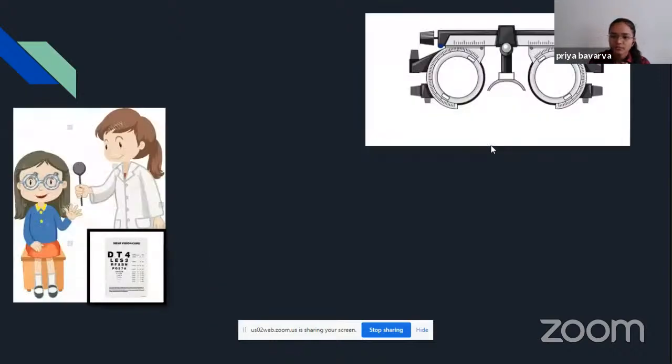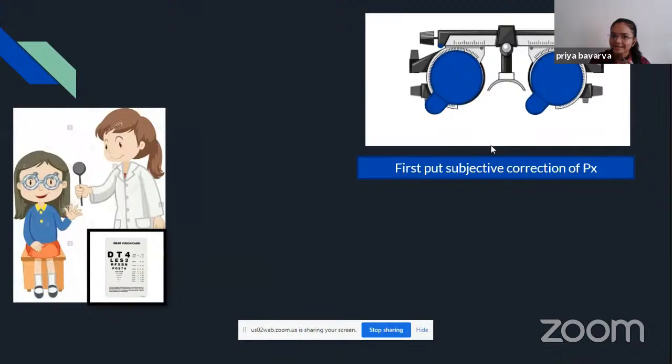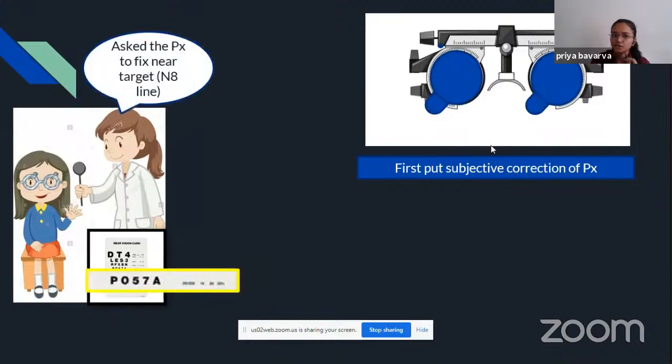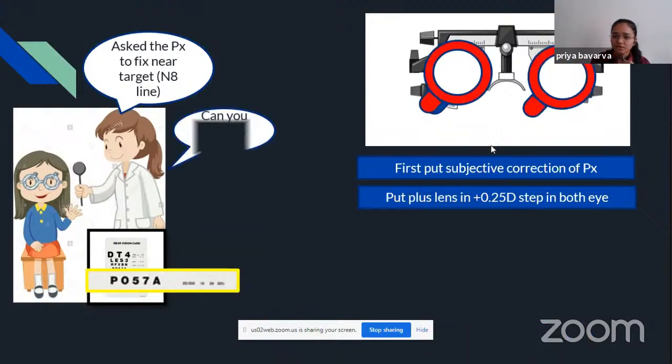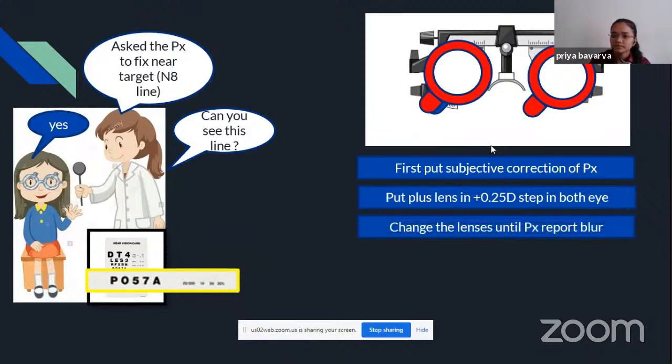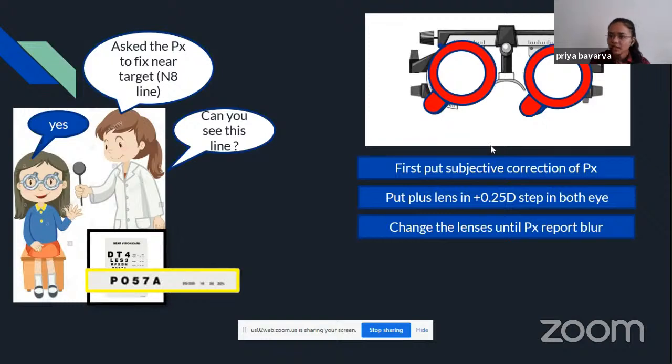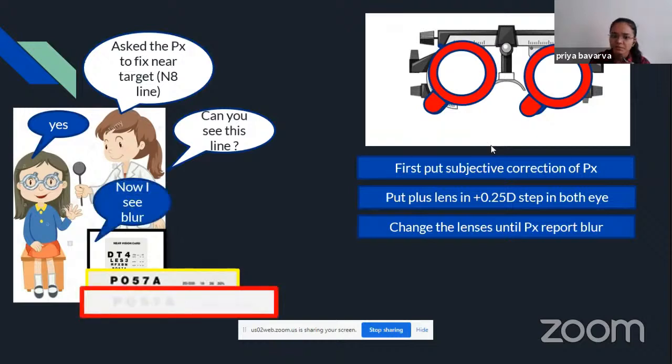So what do we do in the Borish delay test? First perform the objective and subjective refractions, and put the subjective refraction in the trial frame. Then ask the patient to fix the near target, the N8 line, because the patient fixes an acuity of N6. So always we give the one line above for the target. Then put the lenses in 0.25 diopter in both eyes binocularly, and ask the patient, can you see this line clearly? The patient says yes. Then put 0.5 diopter in the trial frame and remove 0.25 diopter, and ask, can you see clearly? The patient says yes. Then again put 0.75 diopter in the trial frame and remove 0.5 diopter, and the patient says now it is blur.